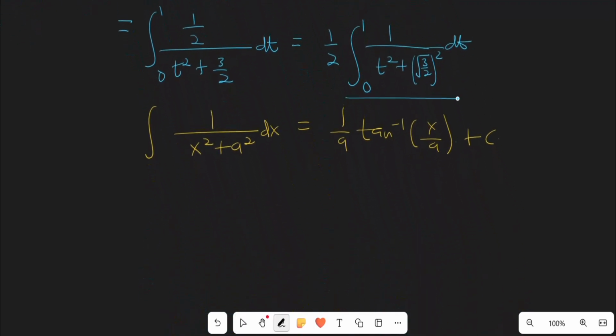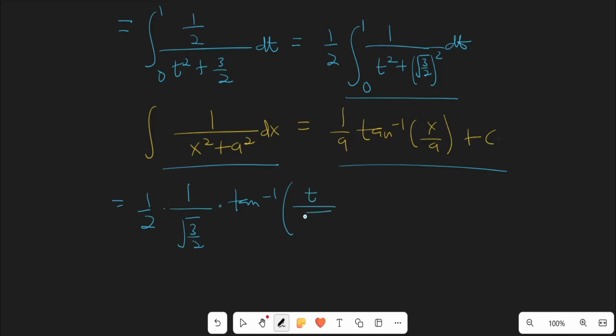So our integral now looks like something like this. Here our variable is t, playing the role of x, and our a is the square root of 3 over 2. So we can use this in order to solve this integral. Our integral now becomes 1/2 times 1 over a, where a is the square root of 3 over 2. So that is 1 over the square root of 3 over 2 times the tan inverse of x over a, where x is t and a is the square root of 3 over 2.